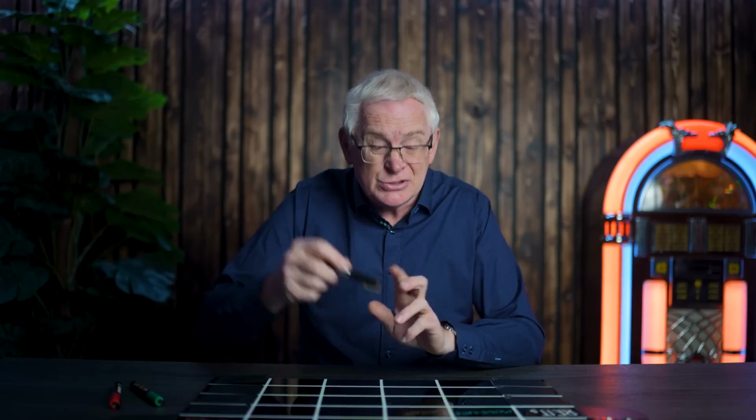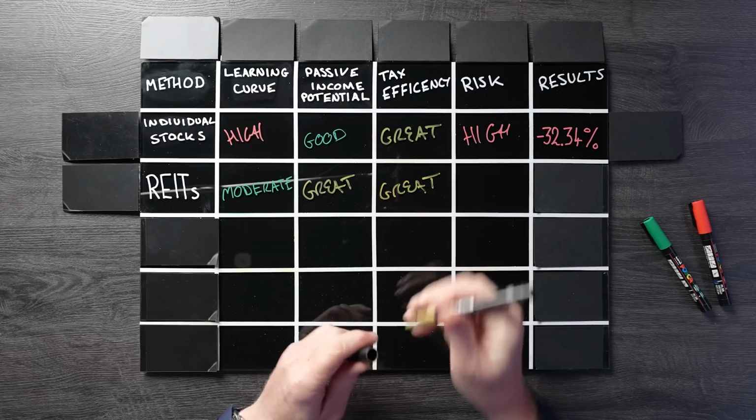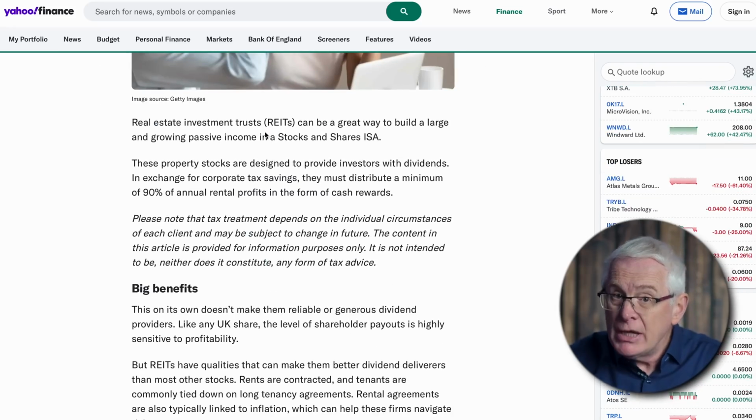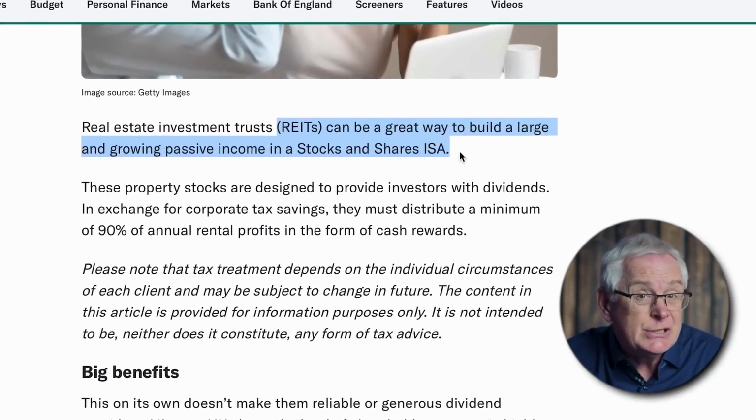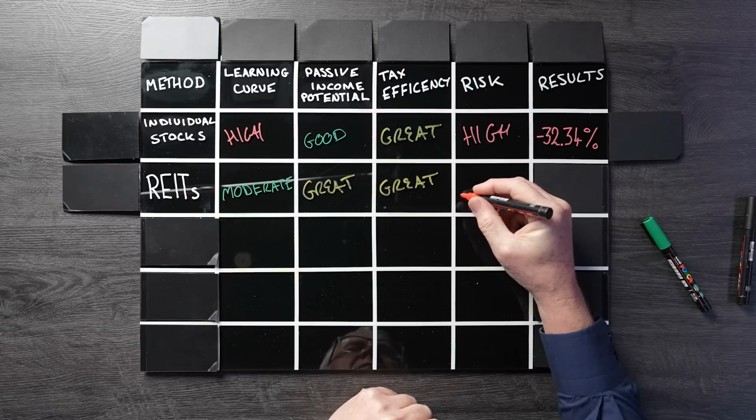For tax efficiency, I'm going to put this down as great. This is because in many countries, REITs offer great tax benefits. For example, in the UK, you can hold REITs in a stocks and shares ISA, which means you don't have to pay taxes on your profits or dividends.